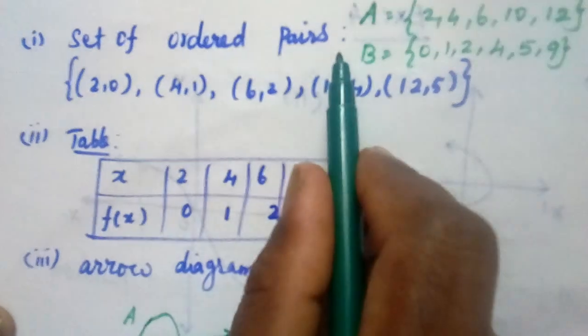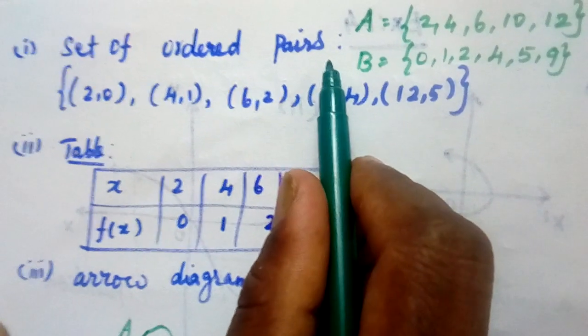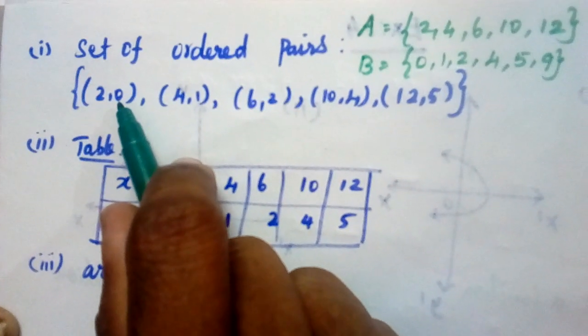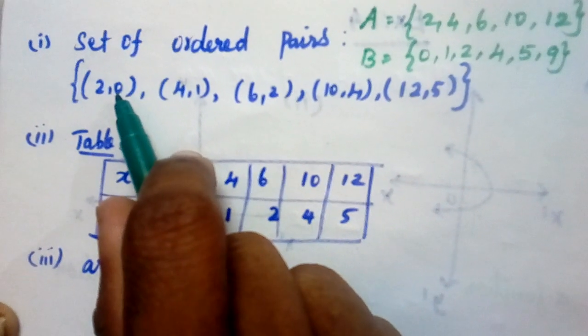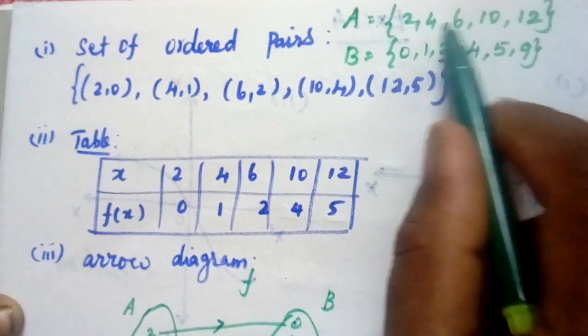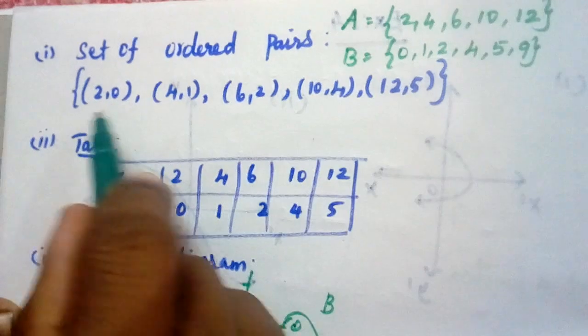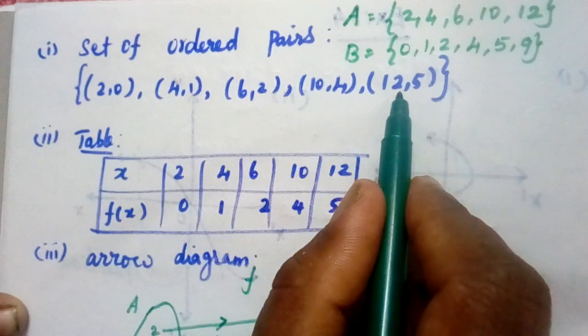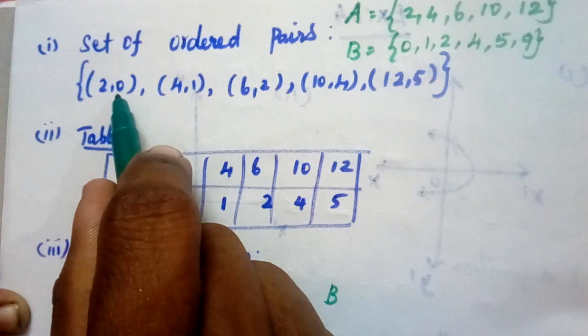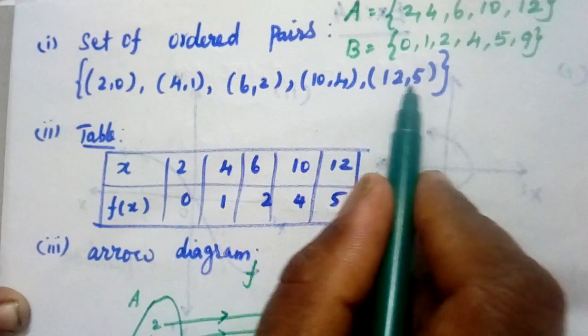Set of ordered pairs. How do we write the set of ordered pairs? For a domain value and codomain value, the first one is the domain value, the second one is the codomain value. The domain values given for A are 2, 4, 6, 10, 12. The codomain values we found are 0, 1, 2, 4 and 5.